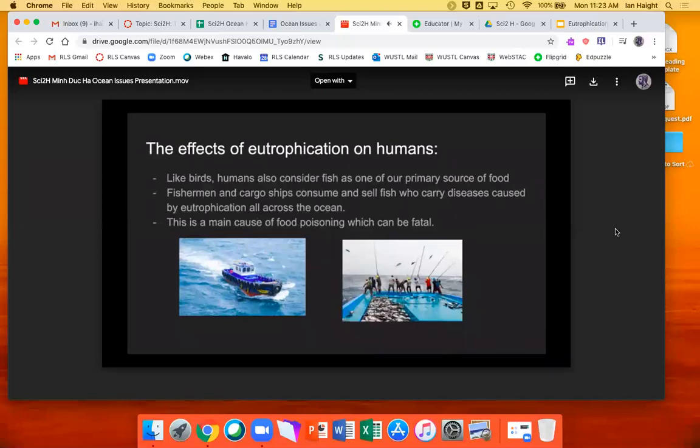So what are the effects of eutrophication on humans? Like birds, humans also consider fish as one of our primary sources of food. Fishermen and cargo ships catch and sell fish who carry diseases caused by eutrophication all across the ocean. This is a main cause of food poisoning, which can be fatal.